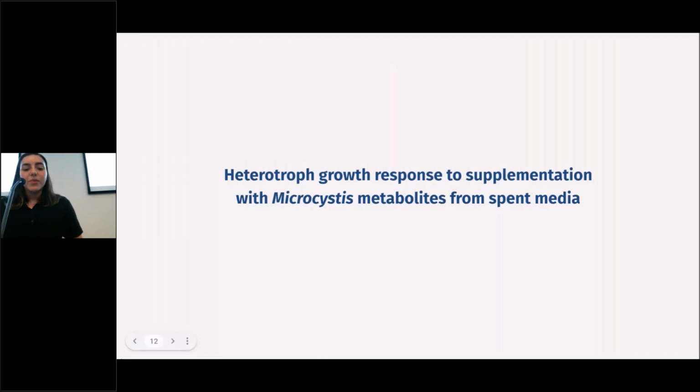So a second part of my project was seeing how heterotrophs, or associated bacteria, grow in response to supplementation with metabolites coming from Microcystis strains, specifically from spent media. These are metabolites that we extract from cultures where Microcystis was present, and all the residue from the extracellular components that they liberate. We are then able to supplement it to different bacteria and see how they utilize them.